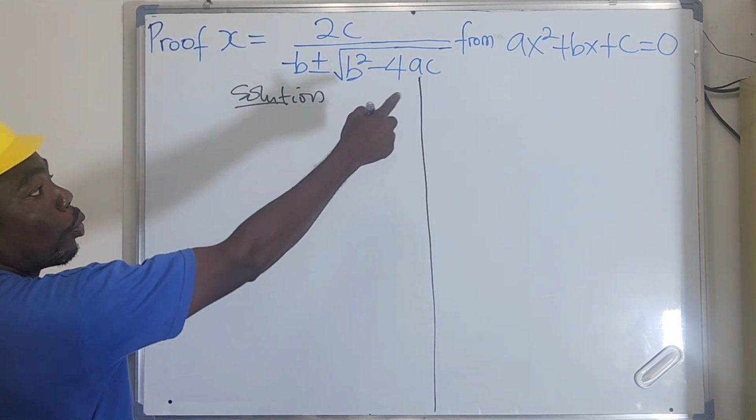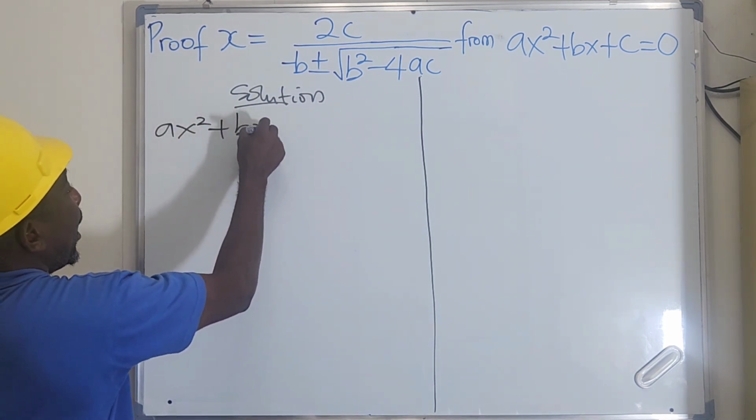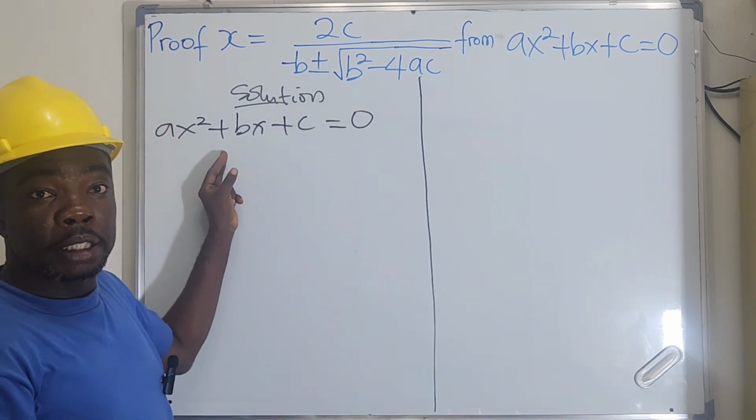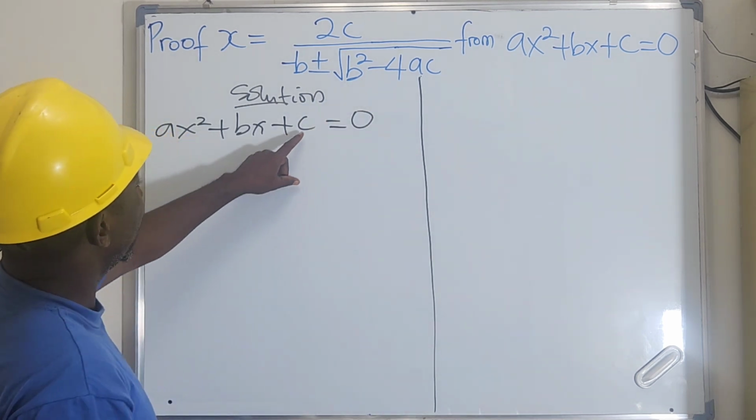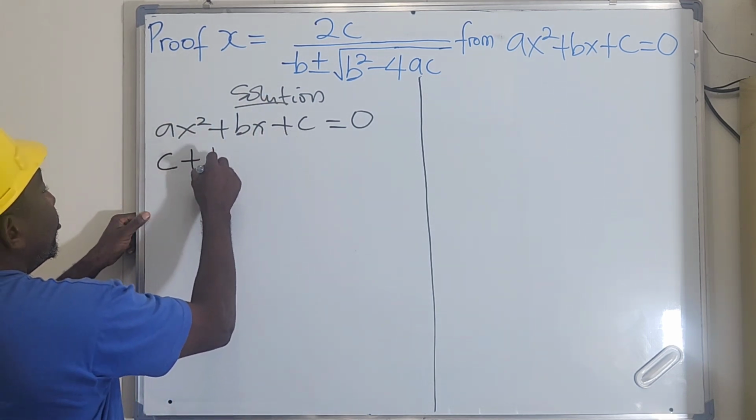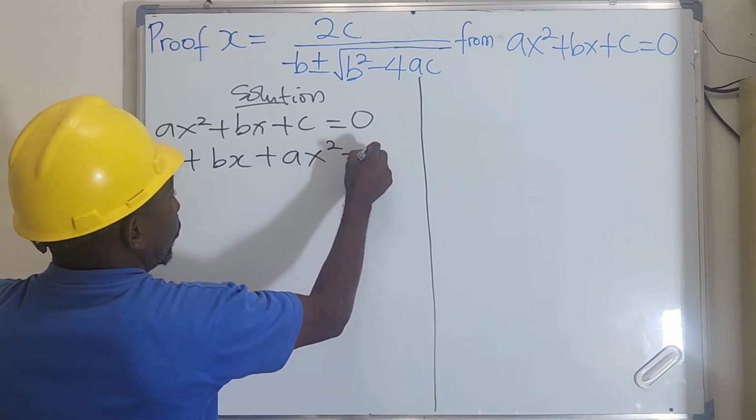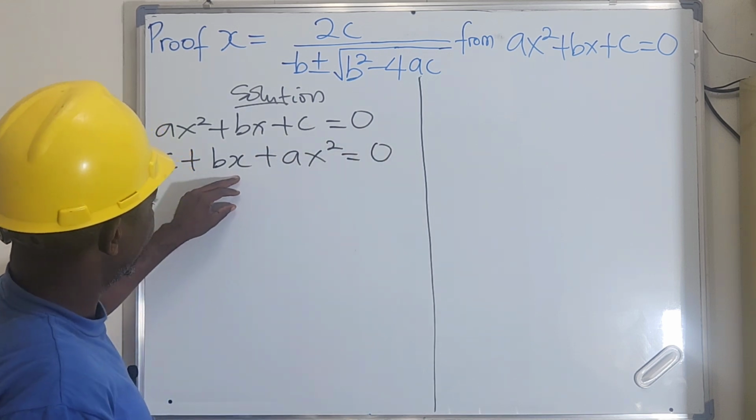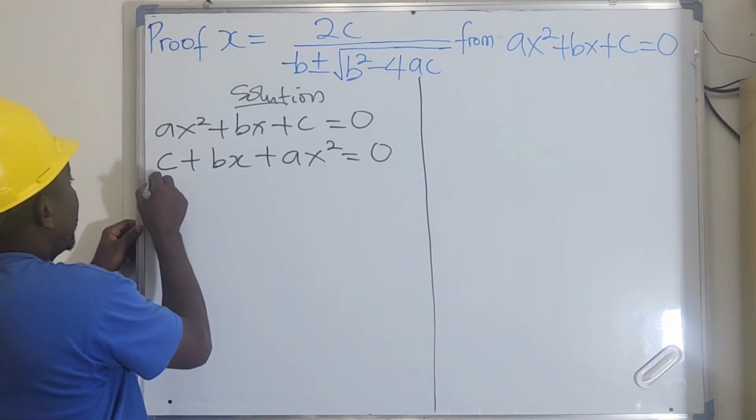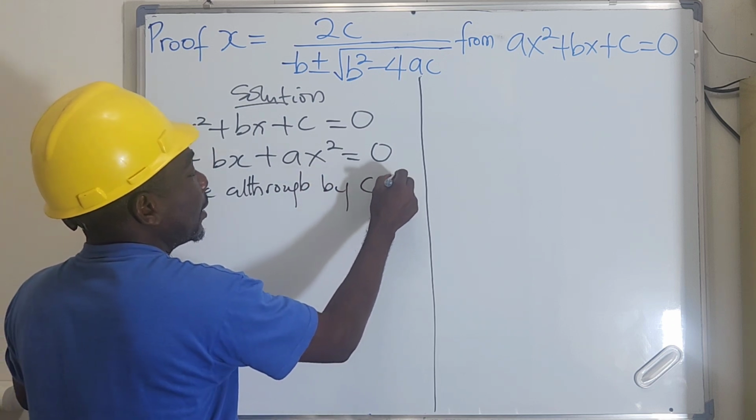So we are given the quadratic equation, ax squared plus bx plus c equals 0. What we are going to do next is rearrange. Rearranging, we have c plus bx plus ax squared equals 0. So here we are going to divide all through by cx squared.